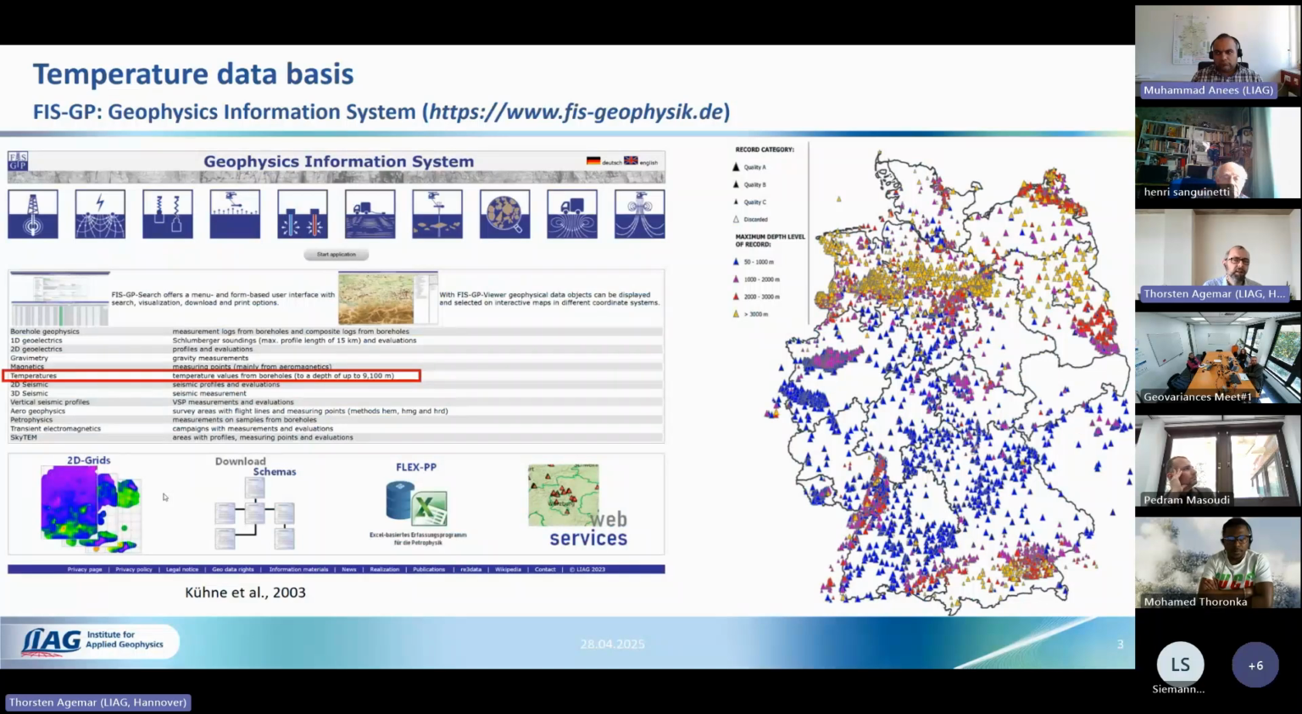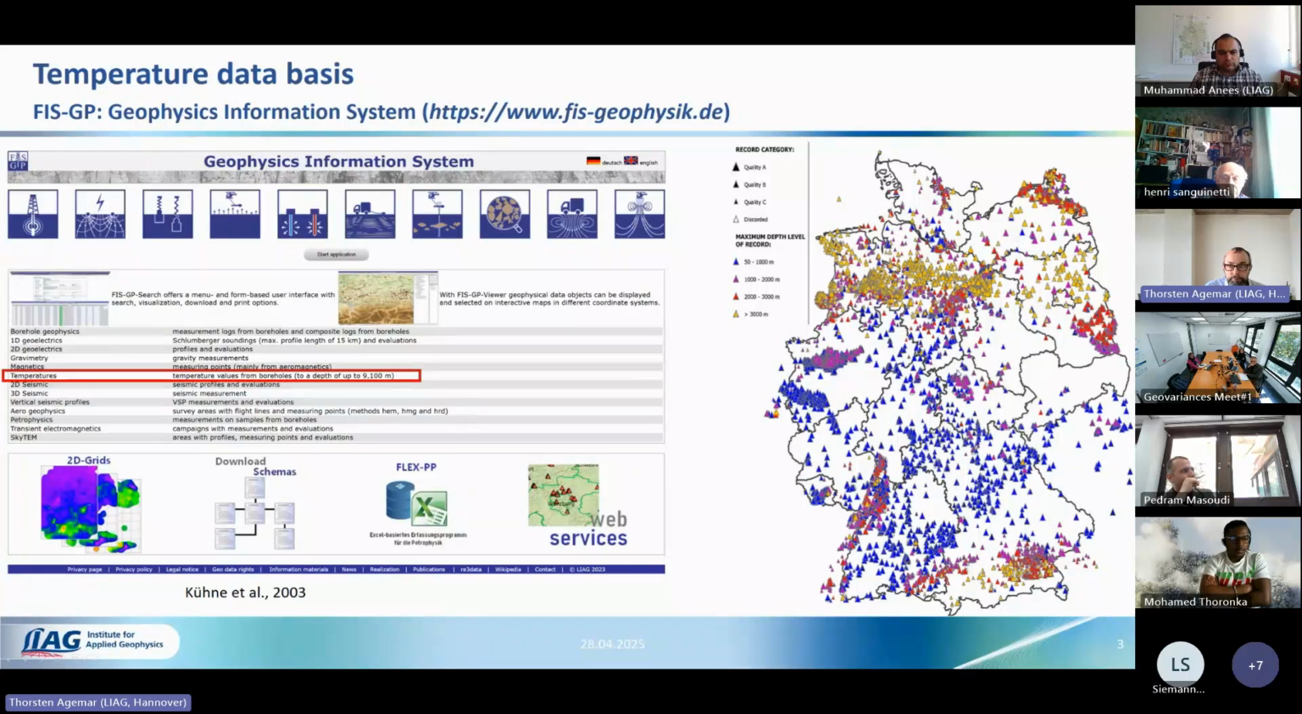Okay, since 2002, we have the Geophysics Information System, a public database and information portal that provides data. Geophysics data are not just temperatures, but as you can see here on the starting page: geoelectric data, gravimetry, magnetics, transient electromagnetic data, all kinds of data related to methods about subsurface exploration by geophysical devices.